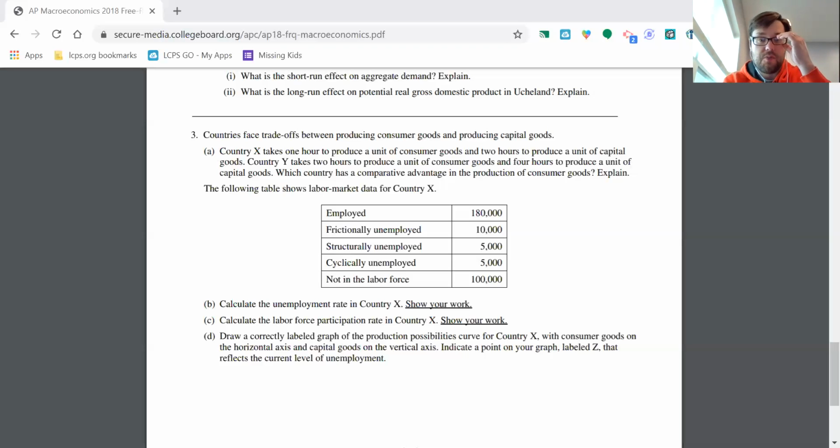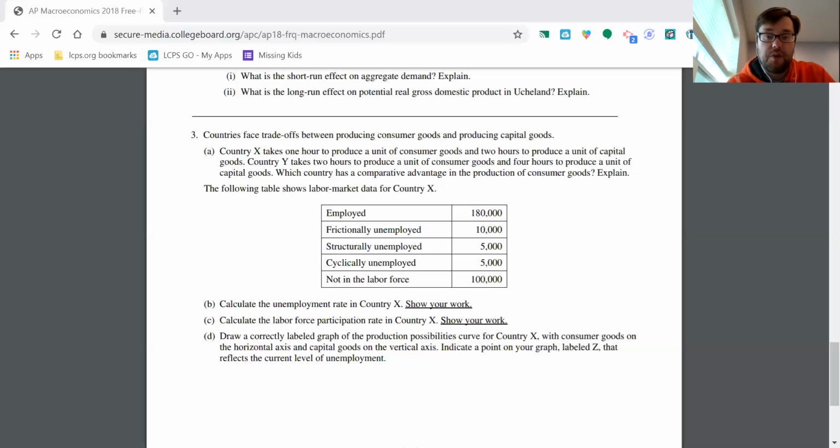All right, so let's go to part C. Calculate the labor force participation rate in country X. Again, show your work. The labor force participation rate is a different calculation using essentially some of the same numbers, and you've got to know what that is. So let's go down here. Labor force participation rate is equal to your labor force, our labor force up here, over the whole population.